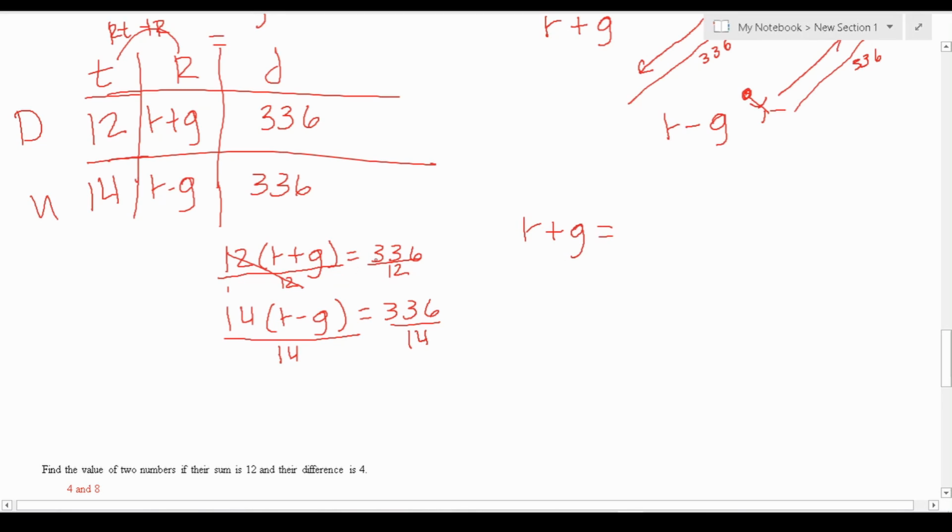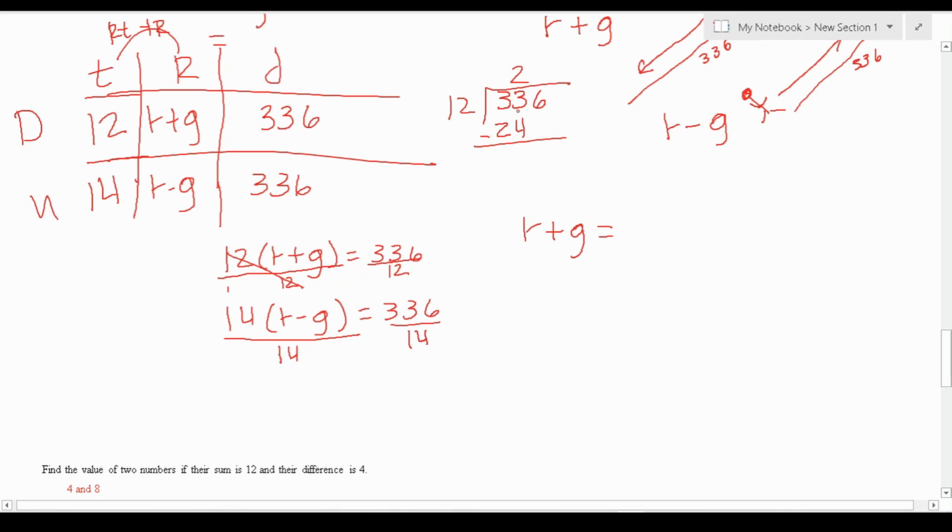That said, I have 336 divided by 12, which I have to work out using long division. 336 divided by 12. Now the question is, how many times does 12 go into 3? 3 is too small. How many times does 12 go into 33? 12 times 2 is 24. 12 times 3 is 36, which is too big. So I know this is 2. 12 times 2, as I just said, is 24.